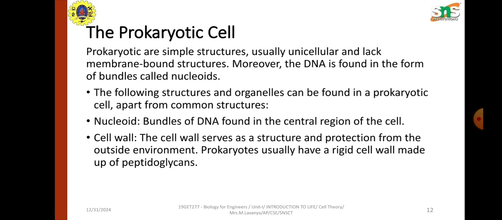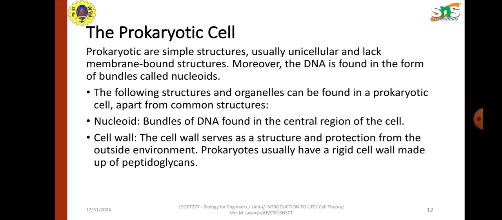Prokaryotic cells have a simple structure. They are unicellular and lack membrane-bounded structures. The DNA is found in the form of bundles called nucleoid within the cell. The following structures and organelles can be found in prokaryotic cell apart from common structures. That is, these are the different parts found in prokaryotic cell.